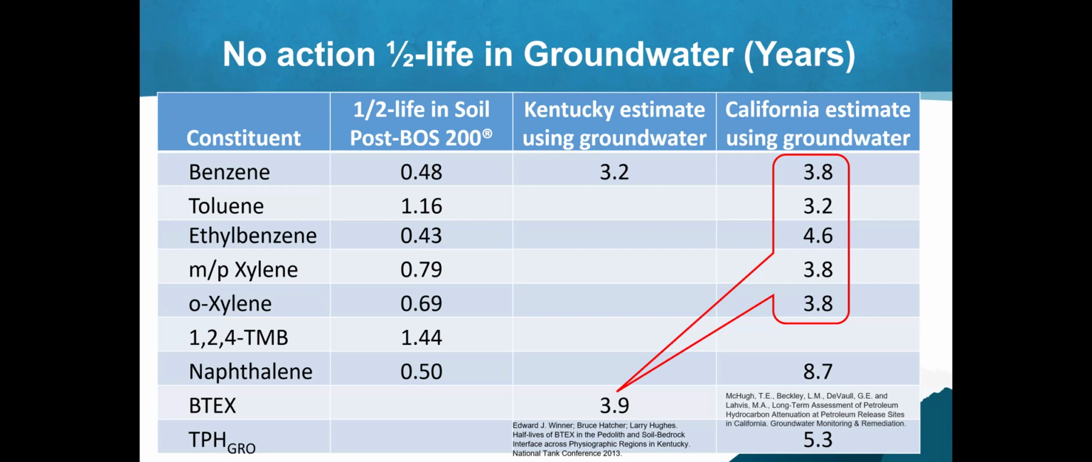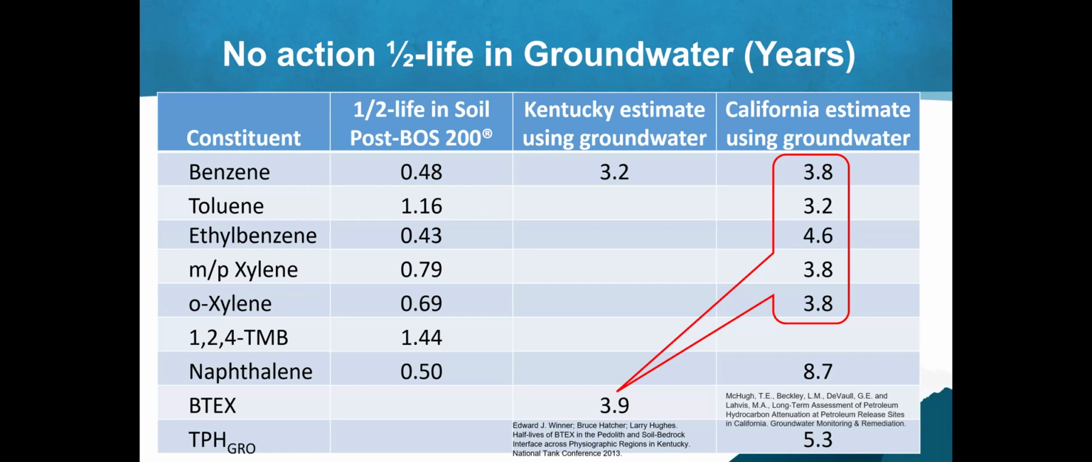Wow, it's not so different, despite the fact that the geology is very different. The benzene half-lives are very similar. And if you take the average of the toluene, ethylbenzene, xylene numbers, the average is 3.9, the same as Kentucky's average for BTEX. So that's very interesting, the half-lives of a no action for both California and Kentucky, to the data that we have, are almost the same. And then look at those numbers and compare them.